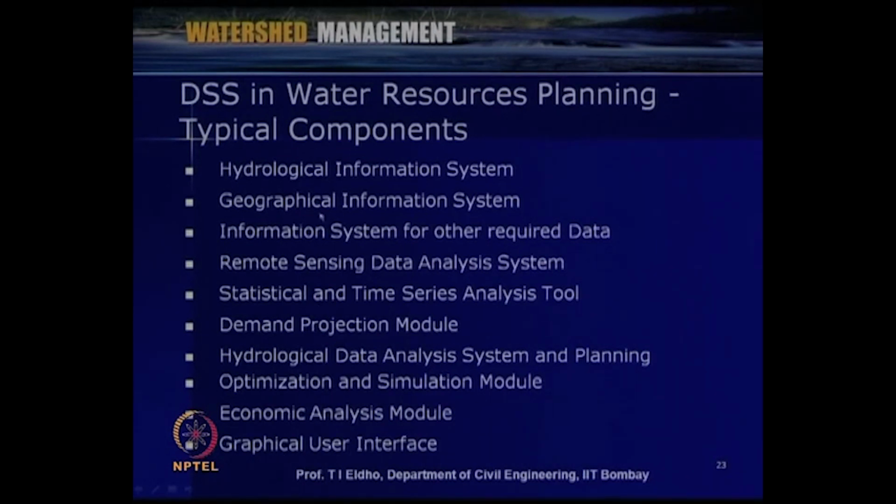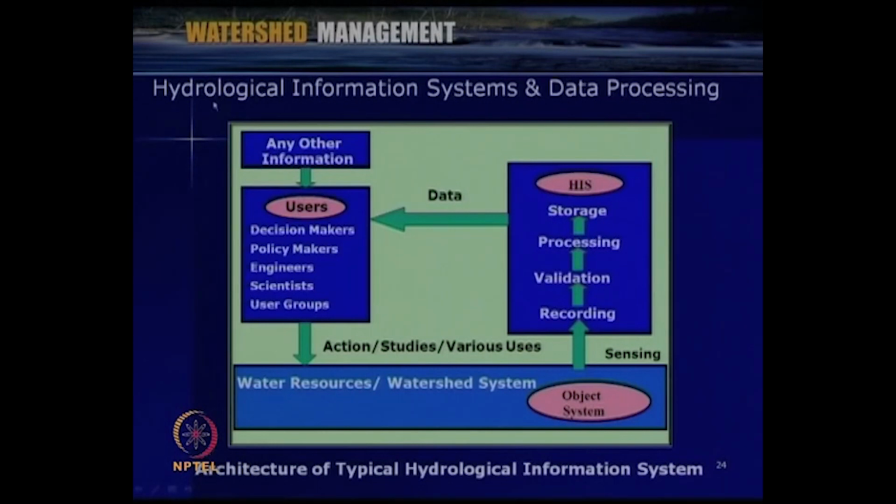So, like that, many of these components can be there depending upon the problem, depending upon the river basin or watershed for which we are developing the decision support system. So, especially typically when we consider hydrological information system and data processing, where a water resource or watershed system is concerned, we can set the objectives, and then we can have the various data from the various agencies.